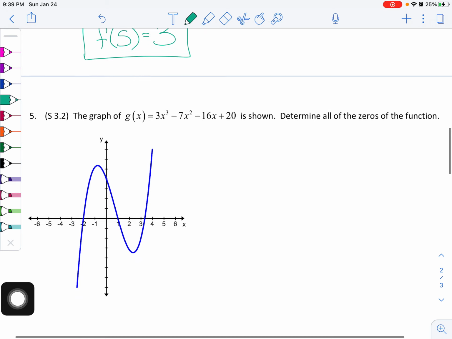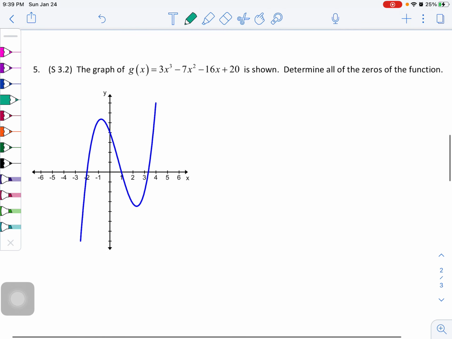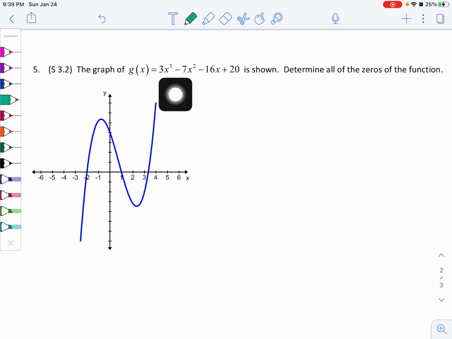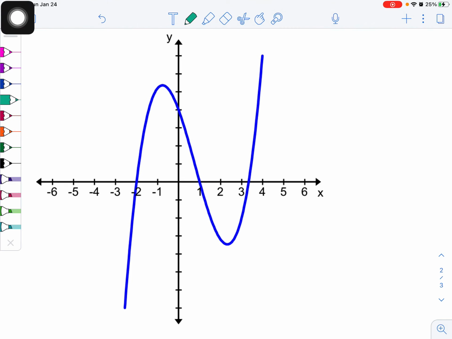All right, last problem here. Problem number 5, we are given a graph. We have the equation of g of x here as well. And we are asked to find all of the zeros of the function. Now, what you want to do is start by looking for the ones that are obvious. When you look at this, the graph crosses very obviously at x is equal to negative 2. So that's one of our zeros. We have a value where it perfectly crosses through, so that's going to be x is equal to 1. And we have this value between 3 and 4.